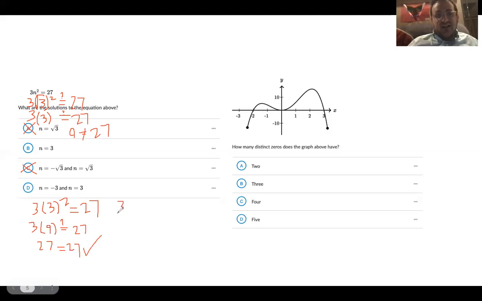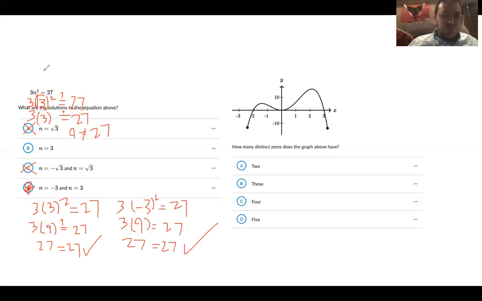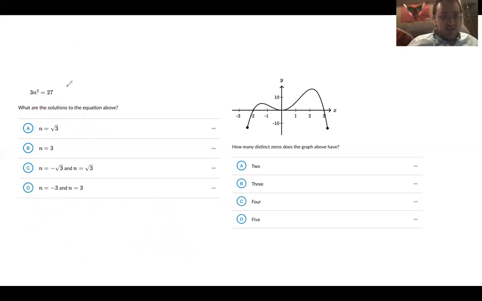Let's look at the negative version of 3 as well. I could go to 3 times negative 3 squared, and a negative number squared is going to get me positive. So does 3 times 9, or 27, equal 27? It does. So I could see that both 3 and negative 3 work. That's one way that I could do it. I could just plug it in and see. Let's actually outright solve it.